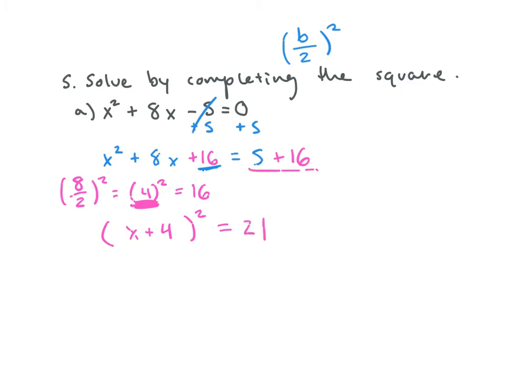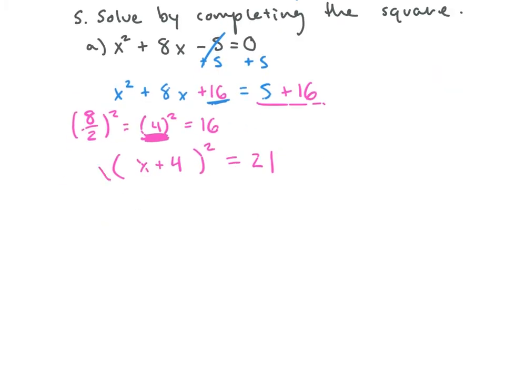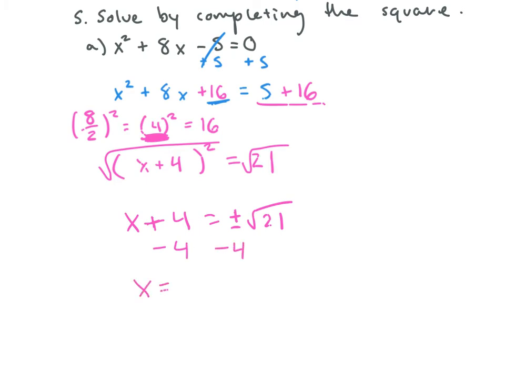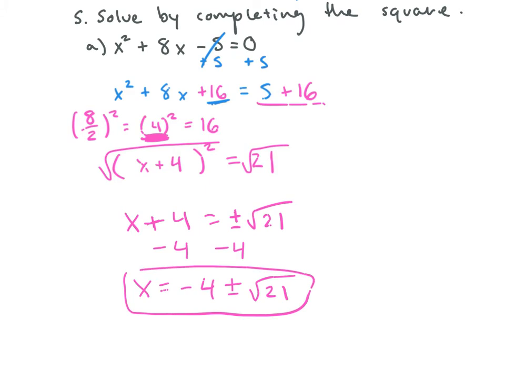Now what do we do to solve? Take the square root of both sides. So x plus 4 is equal to what? Plus or minus the square root of 21. Awesome. Now what's the last step we need to do? Subtract 4 from both sides. Perfect. So x is equal to negative 4 plus or minus square root 21. And here we just leave our answer with the plus or minus because we can't combine a whole number with a square root.